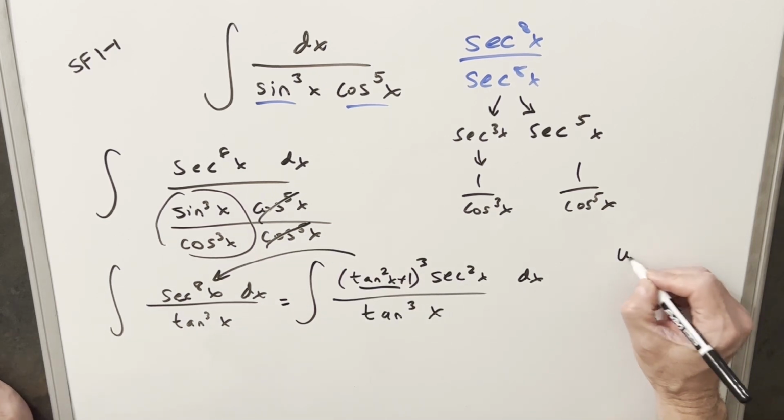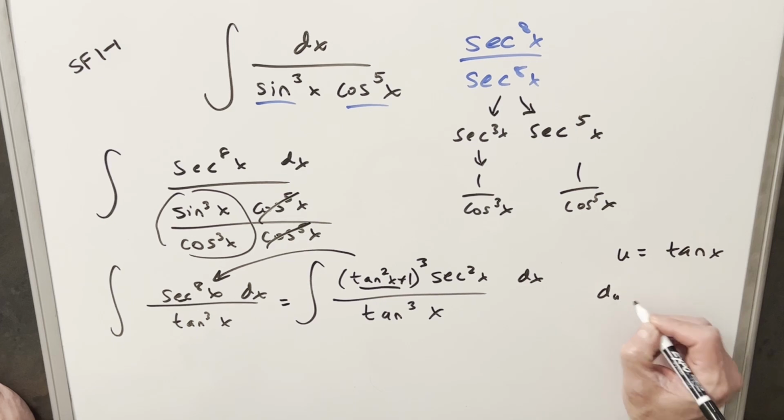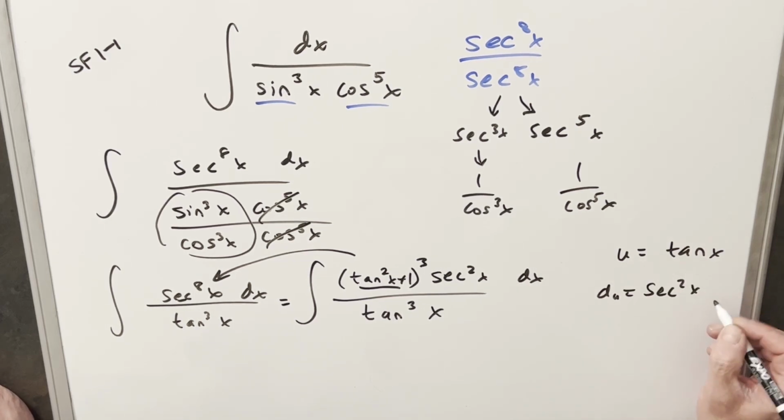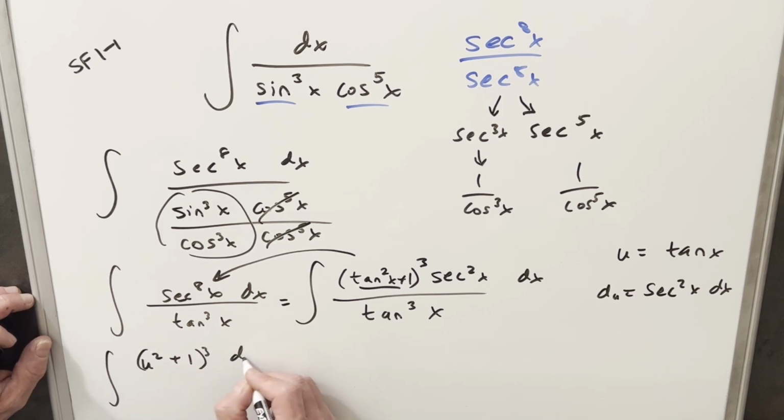And now at this point, I'm ready for my u substitution. We'll call u equal to tan x, and the derivative of this, du, is going to be secant squared x dx. We'll go ahead with this substitution. In the numerator, this is going to become u squared plus 1 cubed du, because this piece is our du, and then we're going to have just u cubed in the denominator.